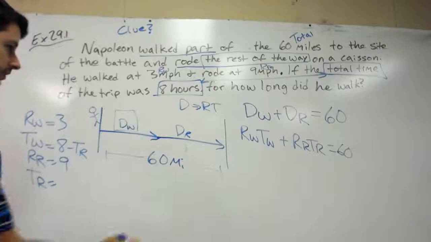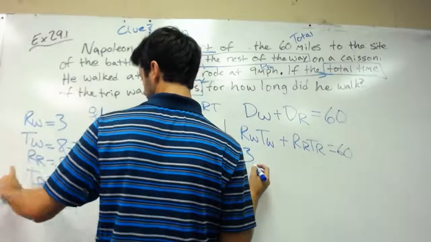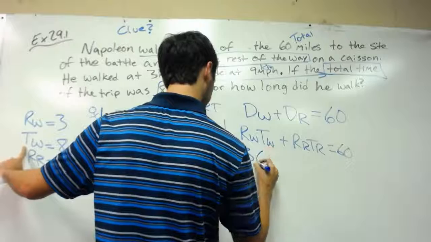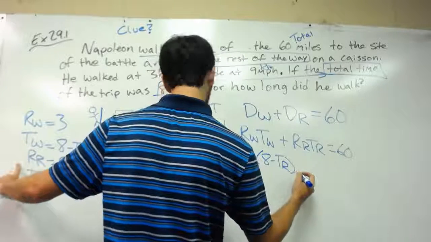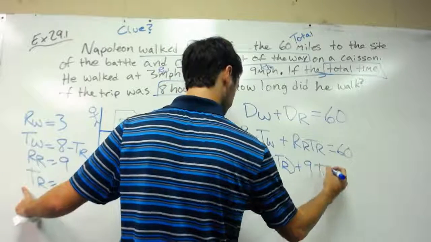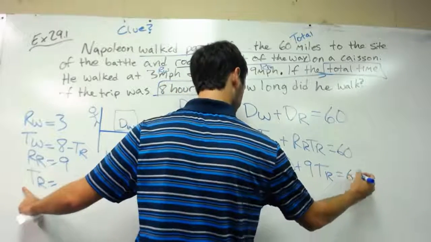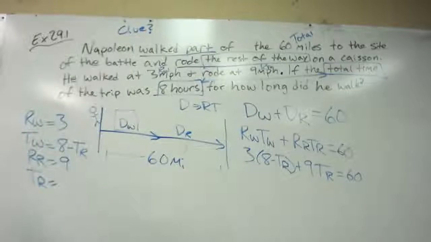So let's look here. Rate walked is 3. Time walked, we know that. Time walked is 8 minus time rode. Rate rode is 9. Time rode, we don't know that, but that all equals 60. We only have one variable of time rode. Therefore, we can solve.